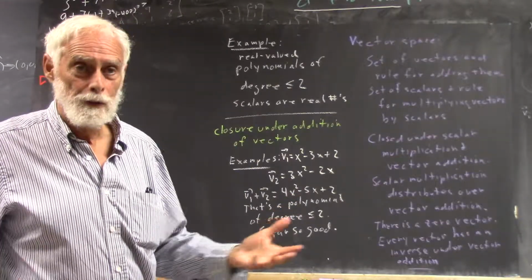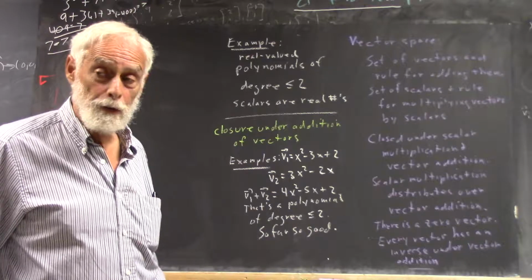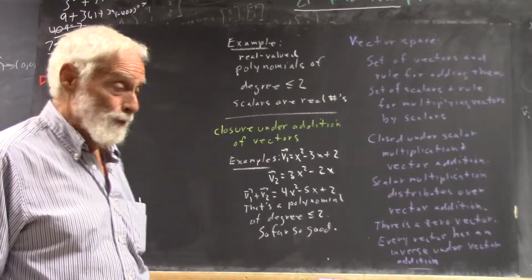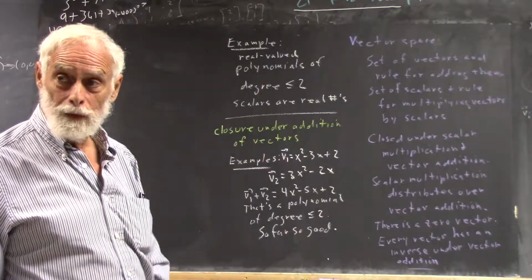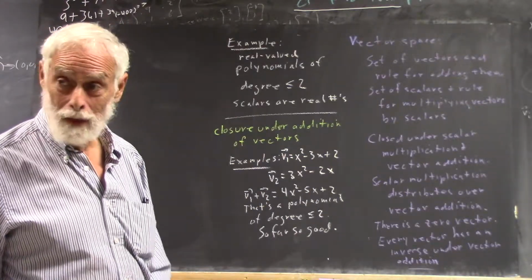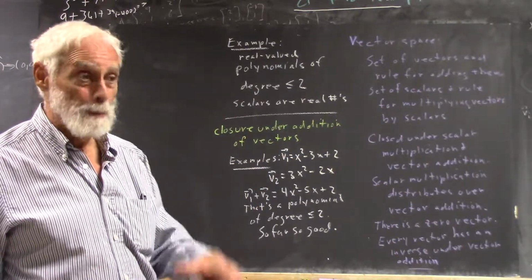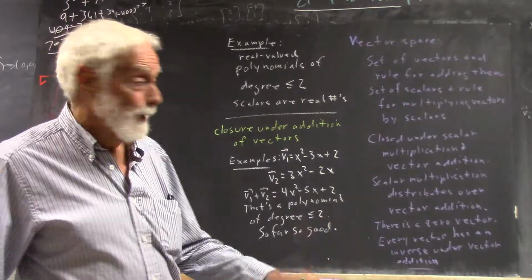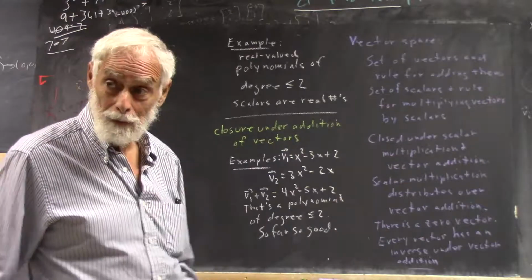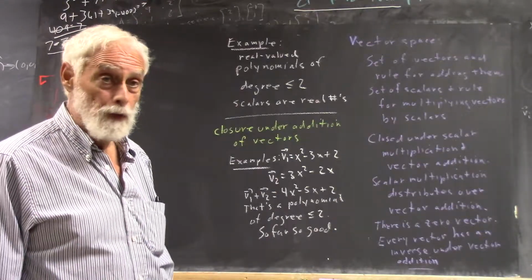But now you should understand, and it should be pretty obvious to you, that no matter what polynomials of degree less or equal to 2 you have, you're going to get a polynomial of degree less or equal to 2. I mean, not so if you multiply them, but we don't multiply vectors. There's no vector multiplication.